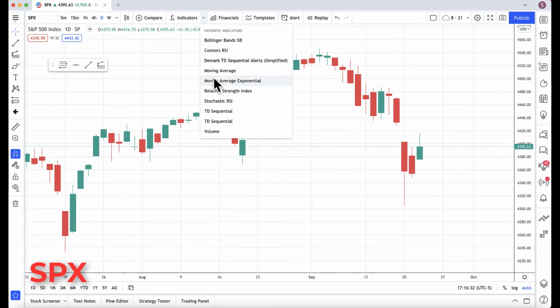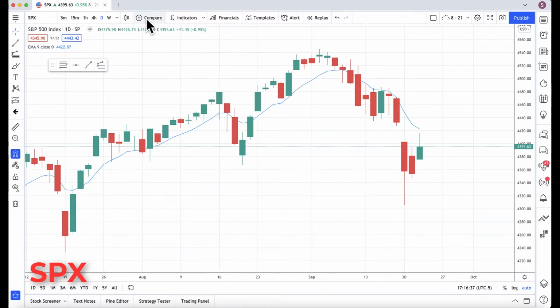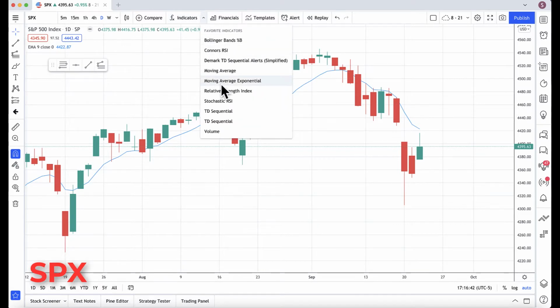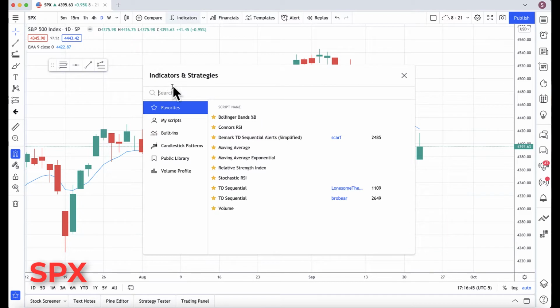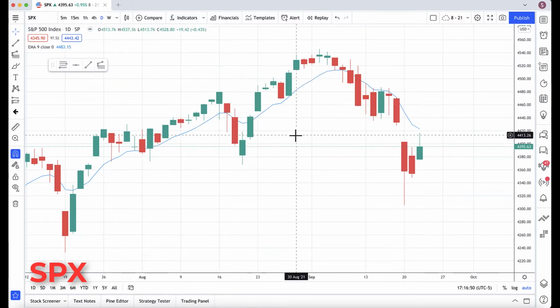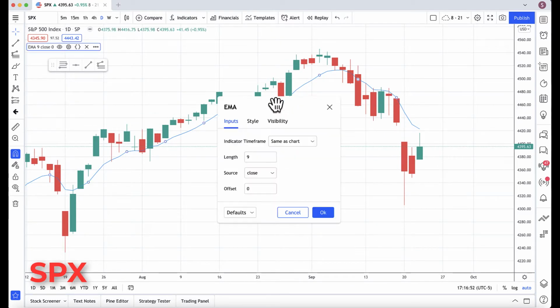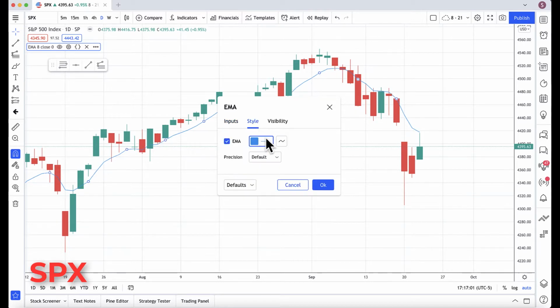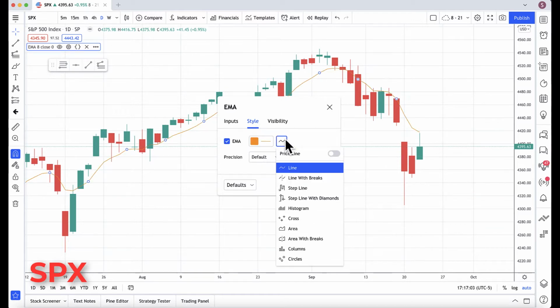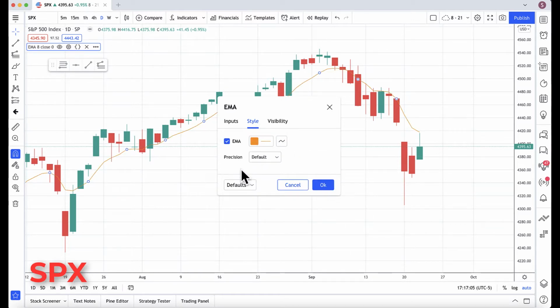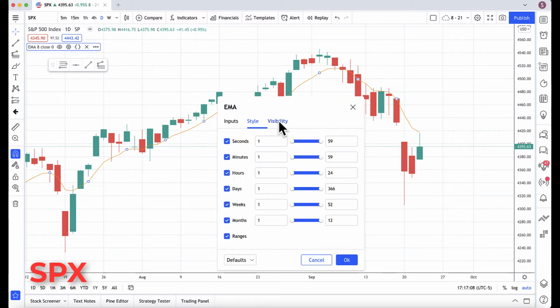Indicators for the rotation zone, we use two different exponential moving averages. This first one I'm going to do, so I'm coming up to indicators, moving average exponential. If you just click on this, you can type in moving average exponential. I just have it favorited here. Then you're going to want to choose the settings, double click on it. The length I use is the 8. Closing basis. Style, my preference is to do the line.